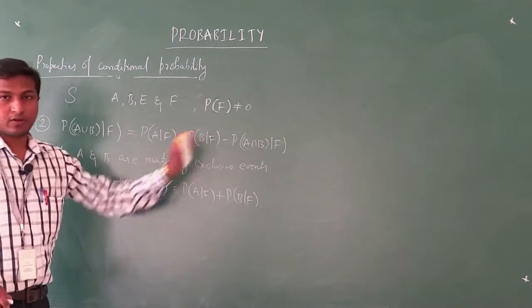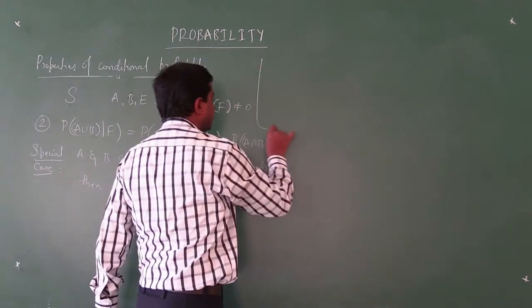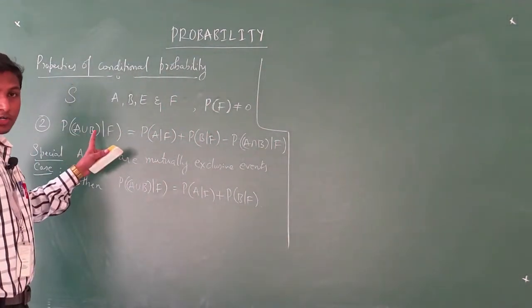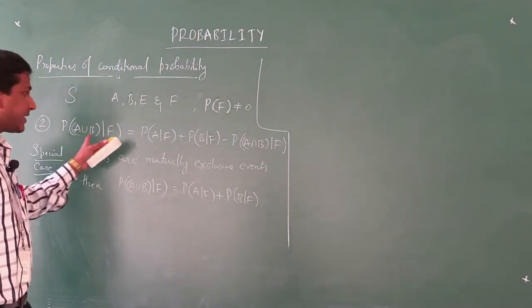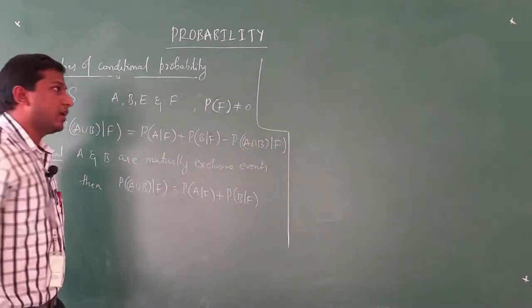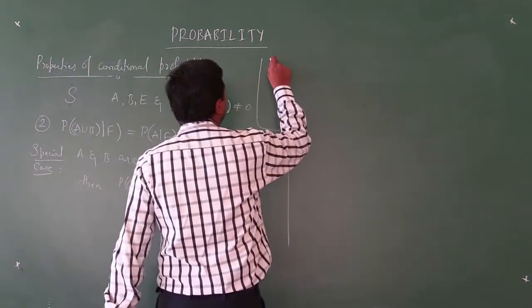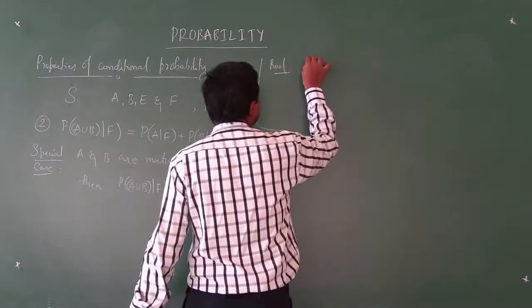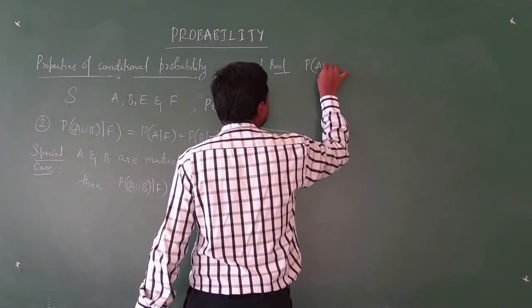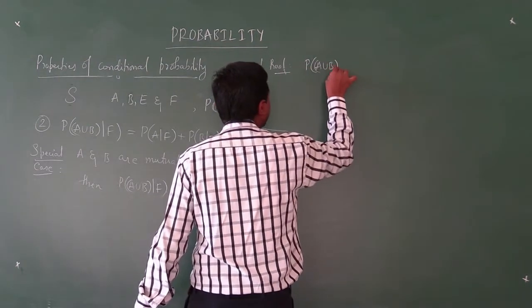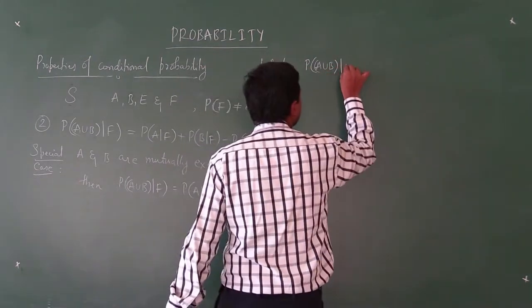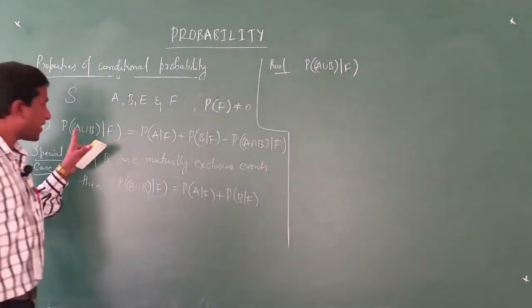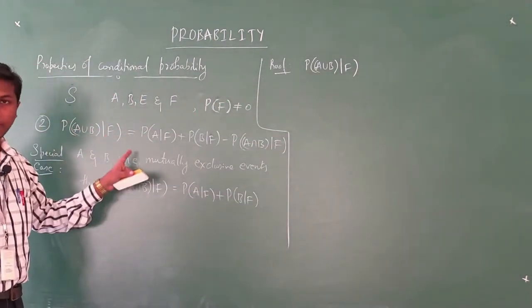First we will prove property number 2. Look here. We will start off with the LHS and then prove the RHS. This is the proof. We consider the LHS. What is the LHS? LHS is P of (A union B) given F.